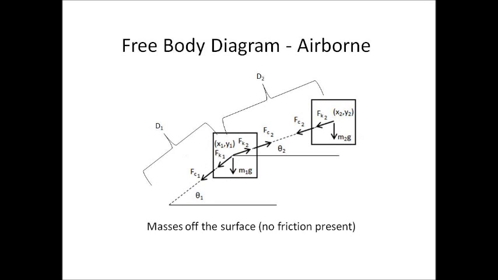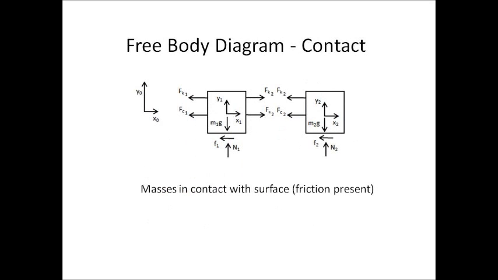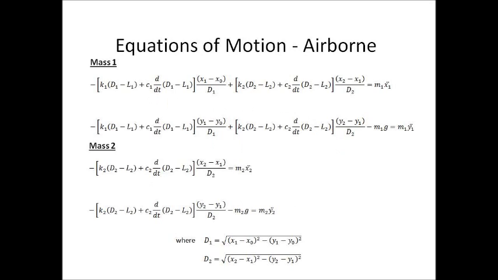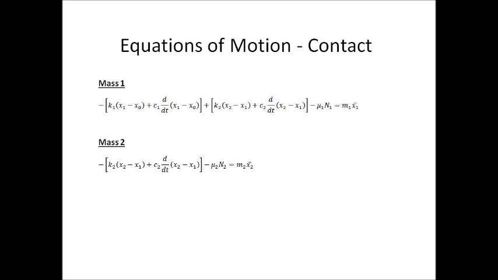The free body diagram for the airborne masses shows that no friction is present. The free body diagram for the masses in contact with the surface, though, does have frictional components. The equations of motion for the airborne masses have no frictional components, whereas the equations of motion for the masses in contact with the surface do have frictional components.